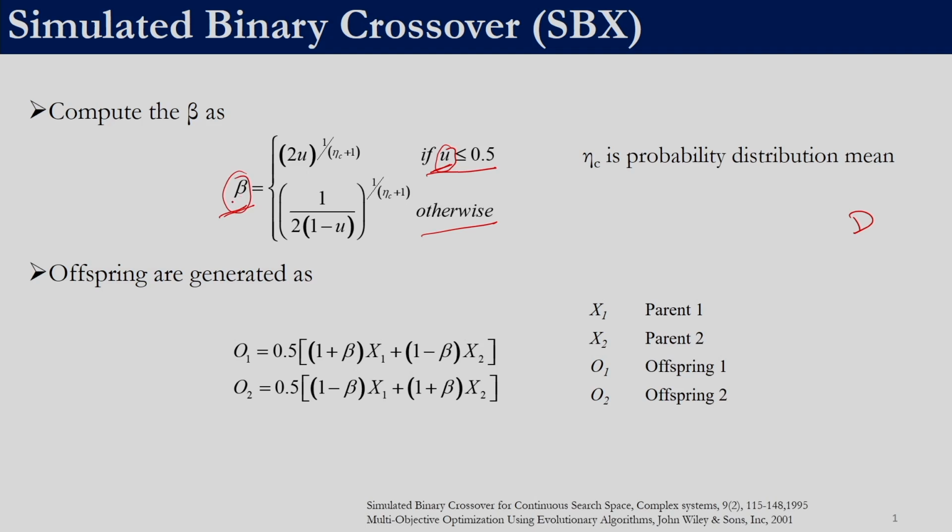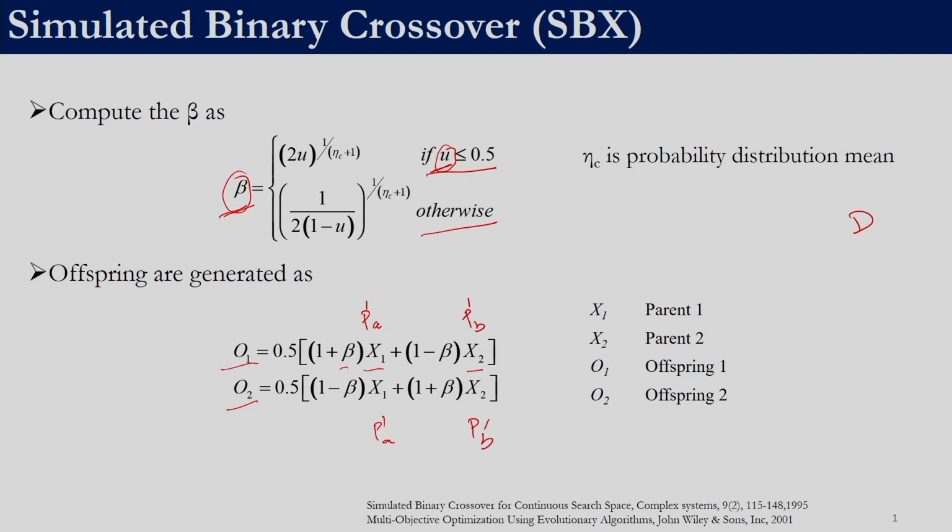Once we calculate the beta values, we know the parents. You might confuse x1 and x2 with the decision variables, so to distinguish that, we can use p prime a and p prime b. These are the two parents which are undergoing crossover, right. Once we know beta, we can use these two equations to generate two new offsprings. So this is how we generate two offsprings using SBX crossover, right.